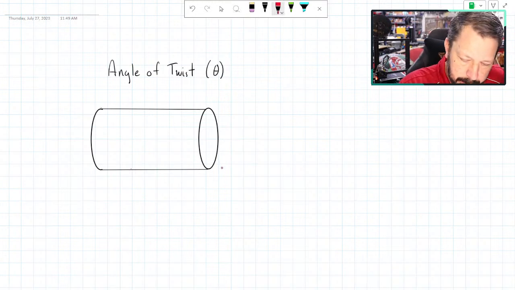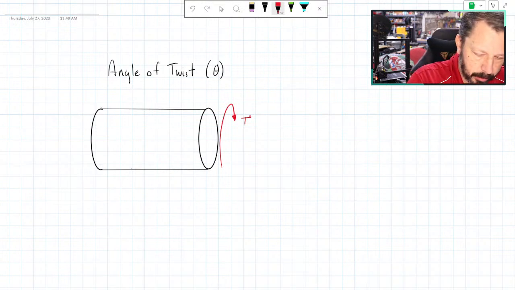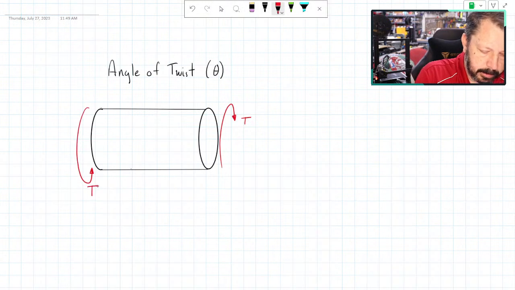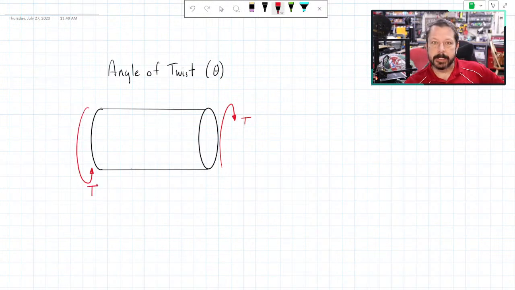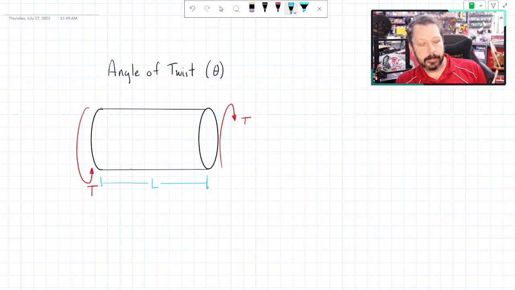Let's put a torque on it. We will need that in order to make it do something. Last time we had mounted the other end to a wall or whatever. This time let's just show the opposing torque as what keeps it in equilibrium. We also might need to know the length, and that's just going to be L.